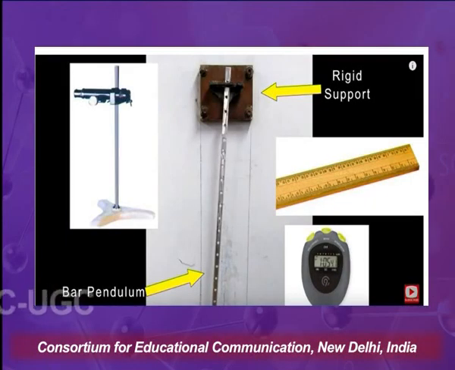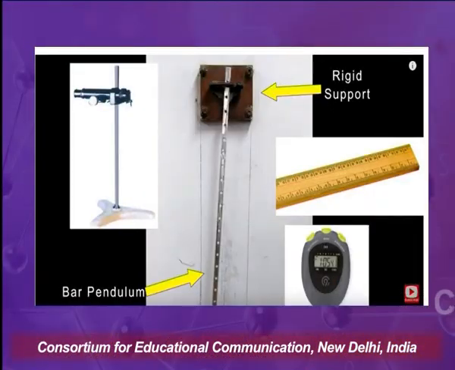So when you are performing a bar pendulum experiment in lab, obviously you need apparatus. Without that apparatus you are not able to measure the value of small g. So when we are planning to perform the bar pendulum experiment, you need the rigid support, bar pendulum, meter scale, stopwatch and telescope. Why do we need rigid support? We need rigid support to support that bar pendulum. If you want to hang the bar pendulum, how will you hang it? So you need rigid support.